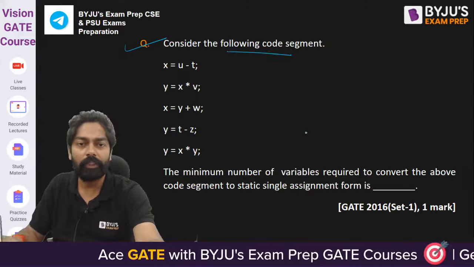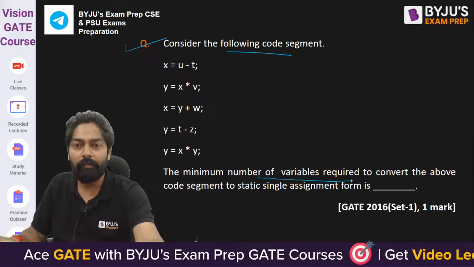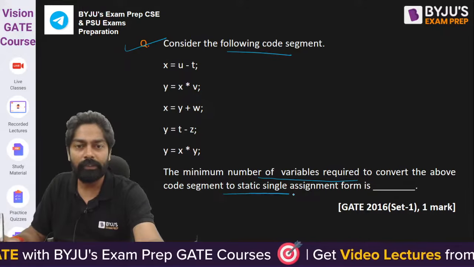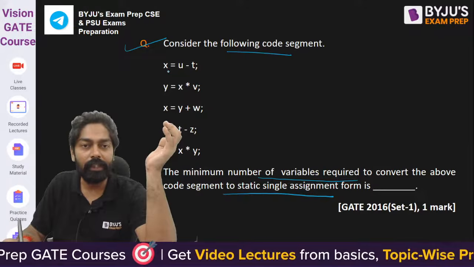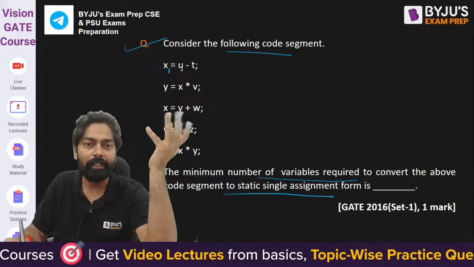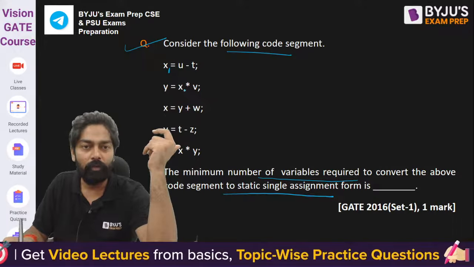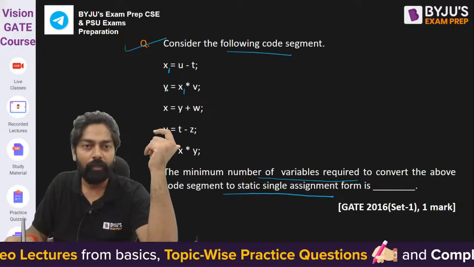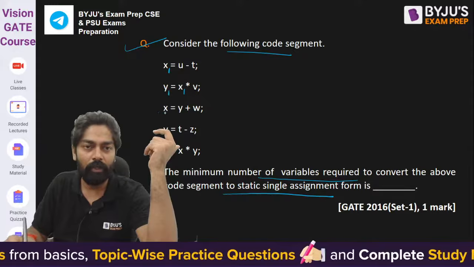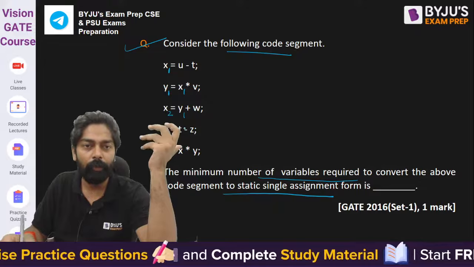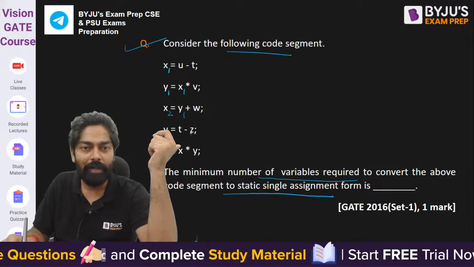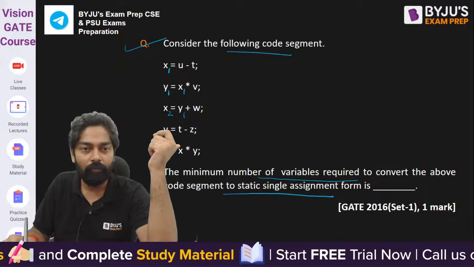Consider the following code segment. The minimum number of variables required to convert the above code into single static assignment. This is very easy. I told you how to convert. See, let me take x1 equal to u minus t. Now y equal to what? x1 into v. This is y1. Now y1 plus w, you can write x2. Now this is t minus z, so I can write here y2.